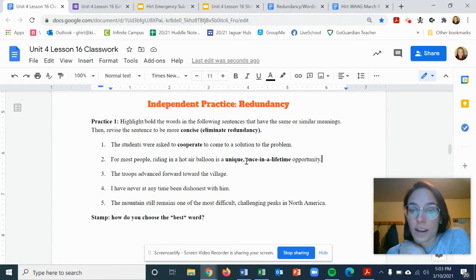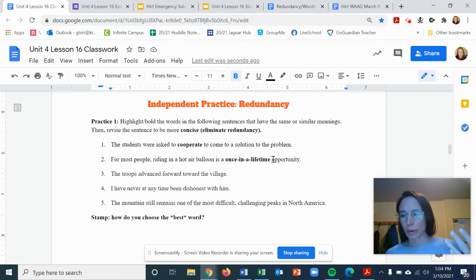Okay, if you said get rid of unique, oh yeah, you're correct. So the reason, even though once in a lifetime is a little longer than unique, it's more precise, more accurate for this situation, right? For most people, riding in a hot air balloon is a once in a lifetime opportunity, meaning it happens like once. Unique just means like every once in a while. So once in a lifetime is actually the stronger word to use here.